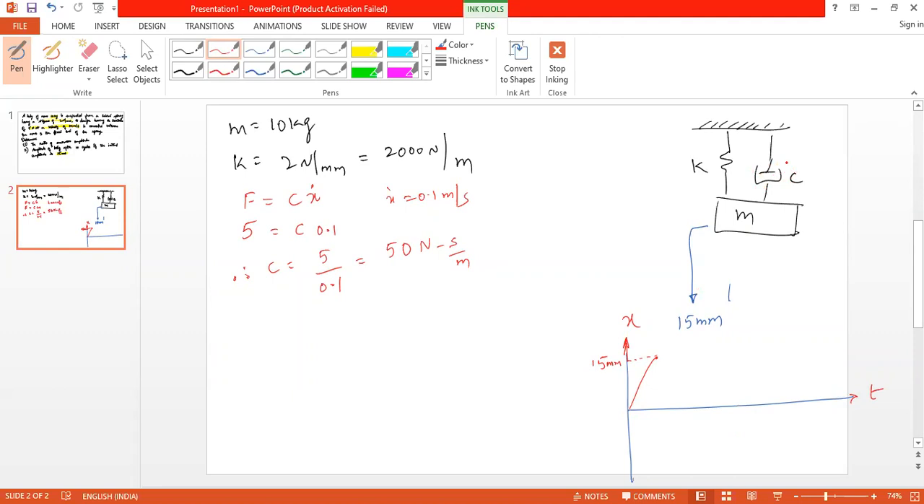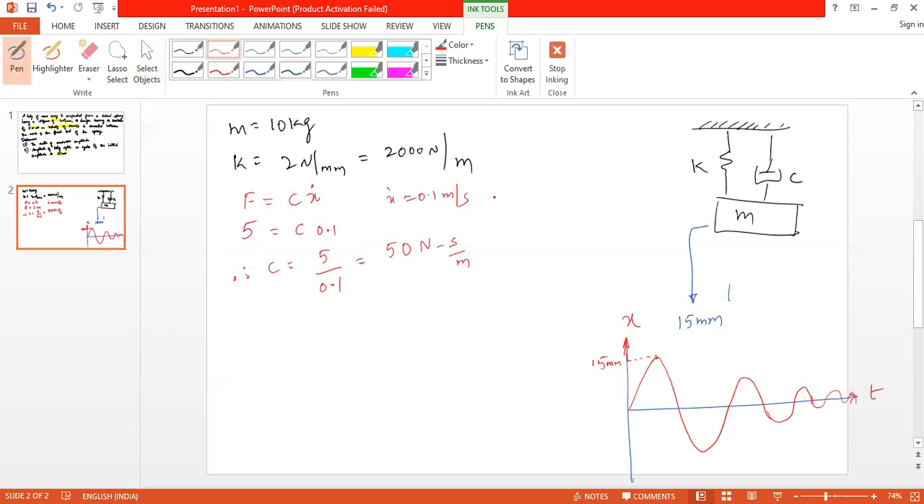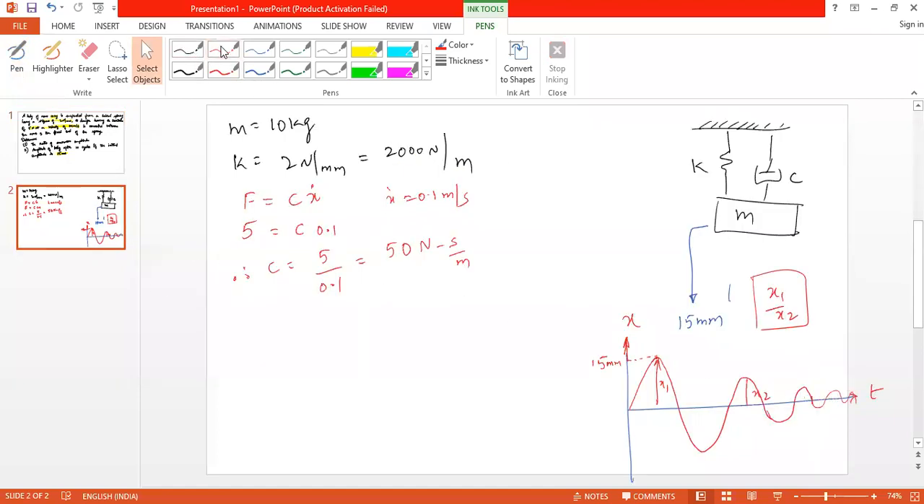Since there is a damper here, in the first cycle it will go to 15 mm, whereas in the second cycle it may get reduced. In the third, it will reduce further. So like that, I need to know the value of the ratio of successive amplitude. If this is x1 and this is x2, I need to find the value of x1 by x2. And the second one is the amplitude of the body after 10 cycles. So I need to find x10.